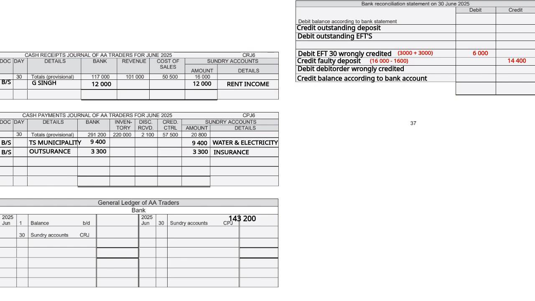And then also, because an error took place on my bank statement, I will have to debit the wrongly credited debit order. So again, it's a double entry. You're going to say debit order wrongly credited, 3,300 plus 3,300 gives you 6,600 in the debit column.